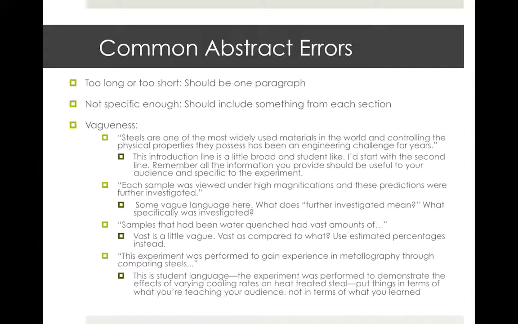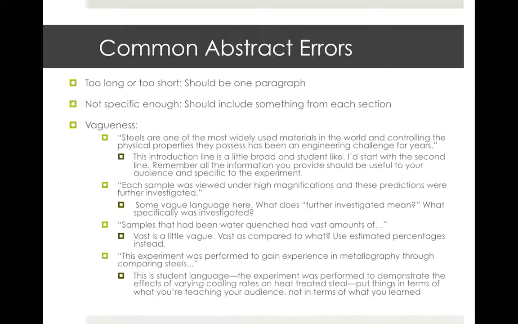Common errors in the abstract are either too long or too short. They really should be one paragraph. They shouldn't be a full page. They shouldn't be one sentence. Or not specific enough. Again, include something from every section. Vagueness is a big deal in the abstract, and it's a big deal elsewhere in the lab report too, so you want to be really specific.